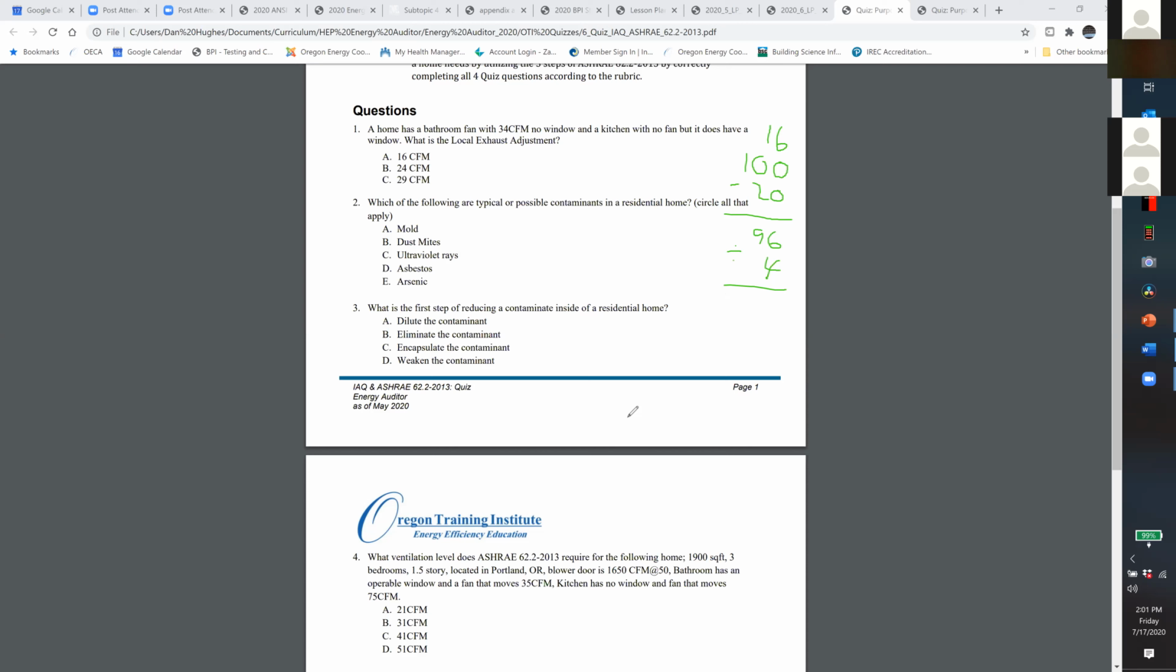So moving on, number 3, what is the first step of reducing a contaminant inside of a residential home? Answer B. That's right, you got it. If we can, our first priority is to get rid of it. If we can't, maybe we can encapsulate it and then last dilute it.